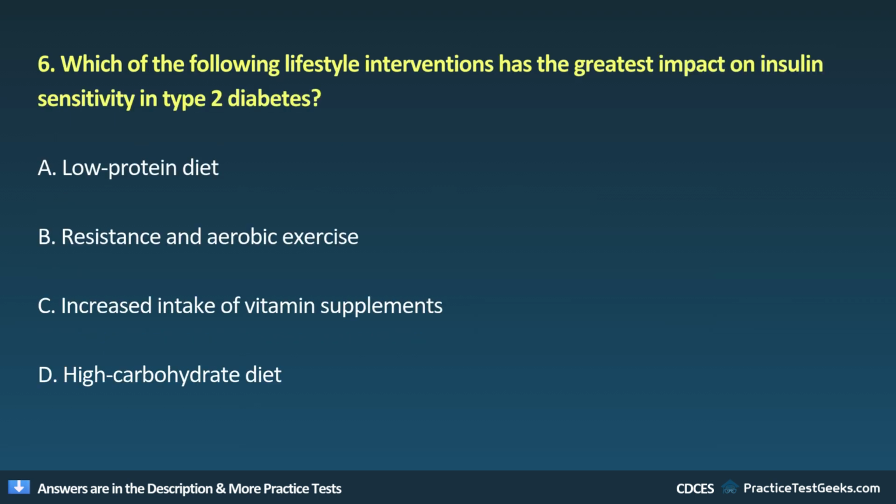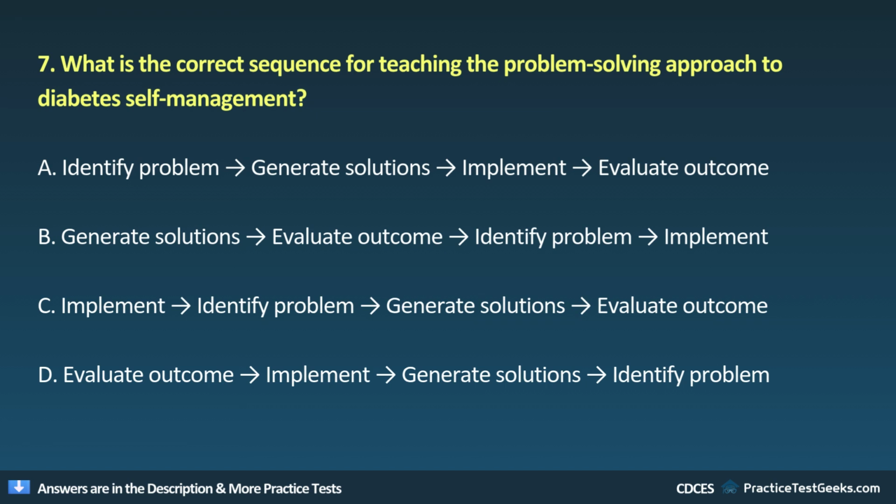6. Which of the following lifestyle interventions has the greatest impact on insulin sensitivity in type 2 diabetes? A. Low-protein diet. B. Resistance and aerobic exercise. C. Increased intake of vitamin supplements. D. High carbohydrate diet.